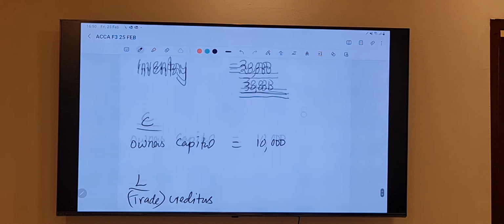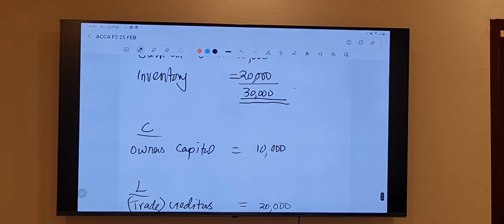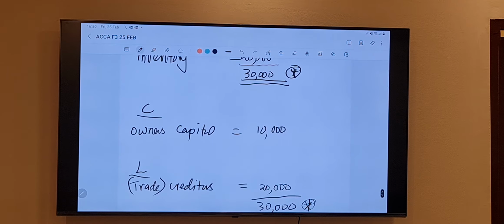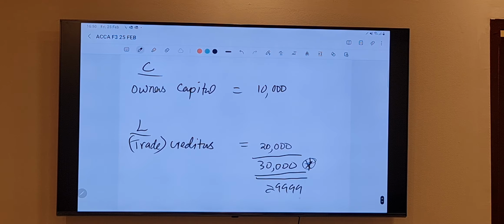Right. So owner's capital 10,000, trade creditors 20,000, and now we take the total. The total now, how much? 30,000. Always this total should be equal to this total. The moment this becomes 30,001 and this becomes 29,999, then there is some problem. It's like a scale. The right side total must always be equal to the left side total. Okay, so this is how our accounting is developed.